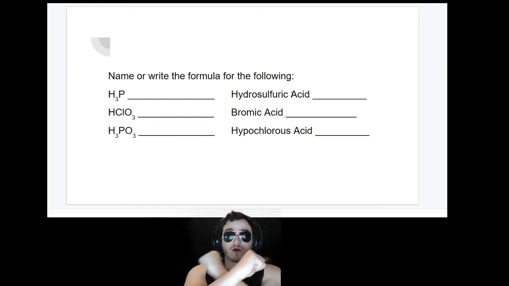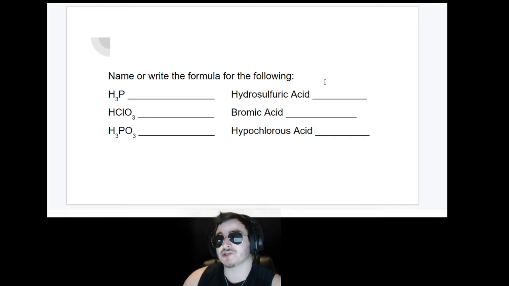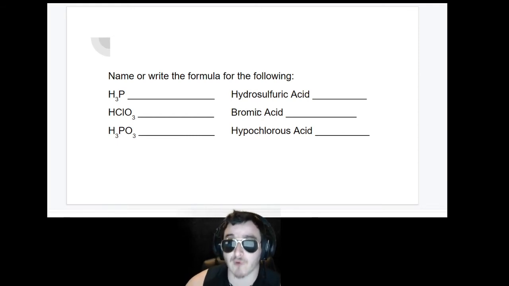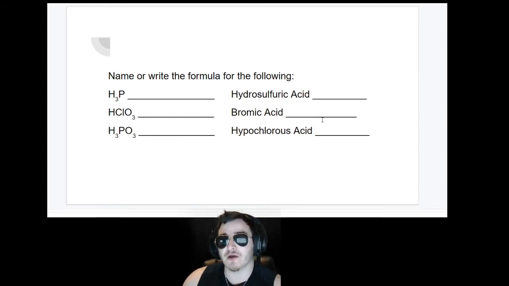Remember to crisscross your charges when you are writing these compounds, right? We crisscross our charges in order to balance it out. Sulfur has a charge of 2, so the formula for this should be H2S. Bromic acid: if it ends in ic, that tells you that the polyatomic ion that it's attached to ends in ate, so I'm looking for bromate, which is BrO3 with a charge of -1, so the formula should be HBrO3.